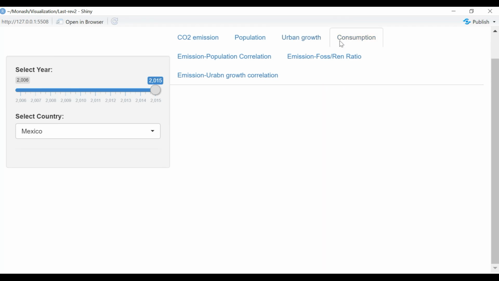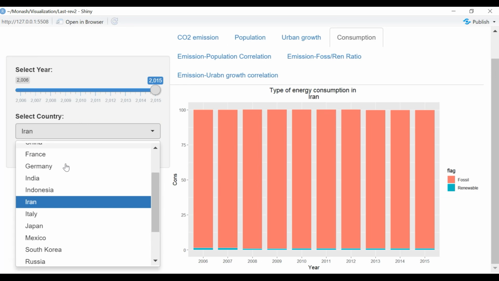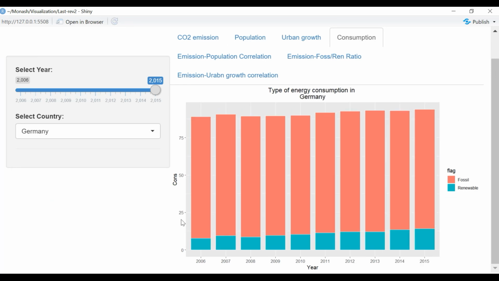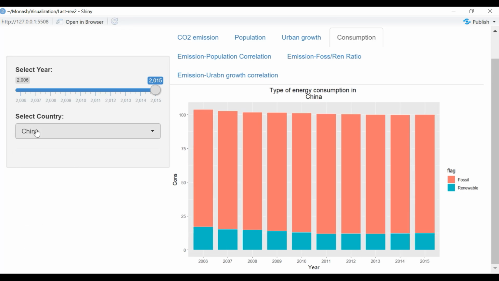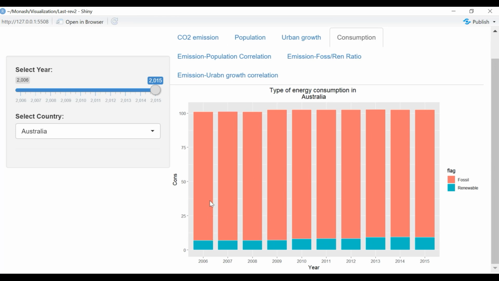So we can take a look at the consumption. What I mean by consumption is actually taking a look at the type of energy that is used, the fossil and renewable. So looking at Mexico, a major part of the energy that is being used is fossil fuel. The green part is the renewable. For example, looking at Saudi Arabia, we can see almost all the energy is from fossil fuel. Looking at Iran, again a major part is fossil. Germany, yeah, but still not so much, something like around 10 to 15% renewable. China, and I can take a look at Australia. Here, it's not so much, so it's mostly fossil fuel.